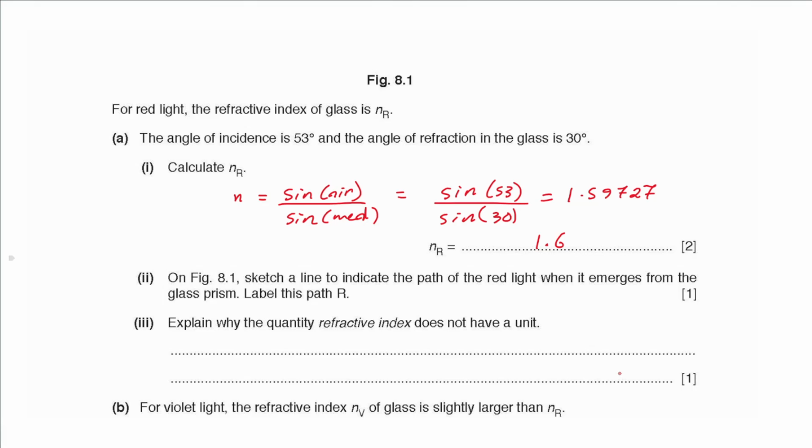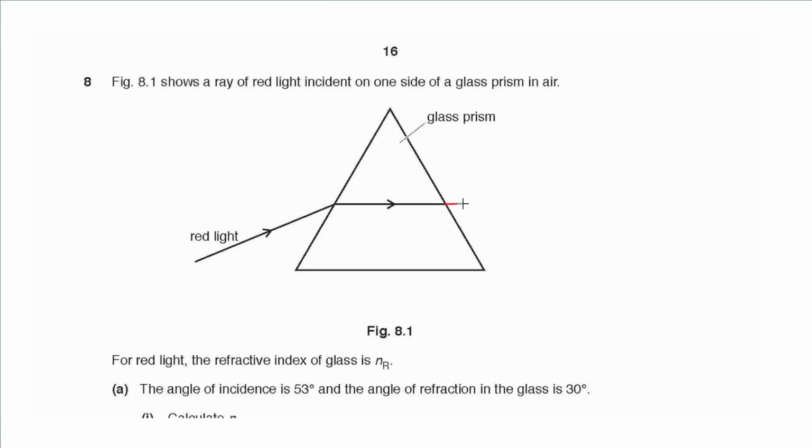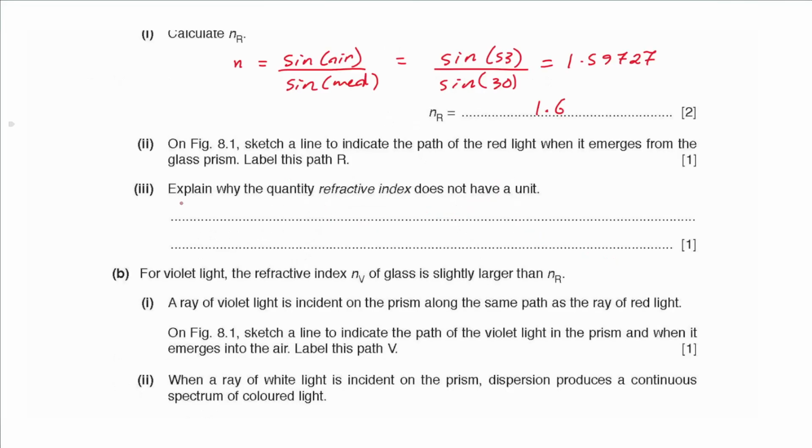Part (ii) says on figure 8.1, sketch a line to indicate the path of the red light when it emerges from the glass prism and label this path R. So from this point, it does not go straight, it bends away from the normal, so it bends in this direction. This is the direction of the ray, and we label this ray R. The normal here is perpendicular to the surface of the prism. Also, we have another normal here for the incident ray, so we say that the red light moved away from the normal. Part (i) says explain why the quantity refractive index does not have a unit. We say because it is a ratio of identical quantities. For example, if you have meter divided by meter, then they cancel out each other.